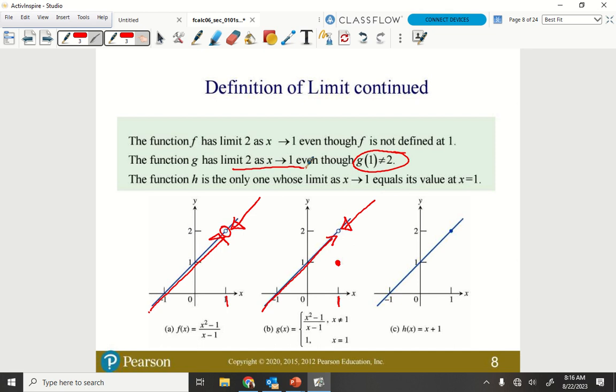And then this last one right here, this one is continuous. So this one, the left approaches 2, the right approaches 2, and then it is defined at 2. So the function h right here is going to give me 2 on both. So the limit and the function are going to be equal to 2 here. So this is a continuous one.